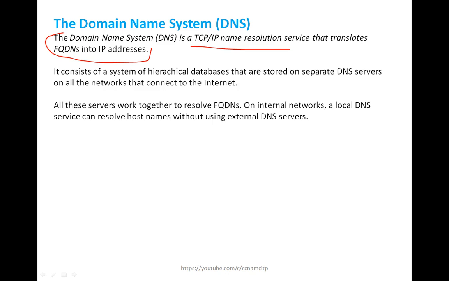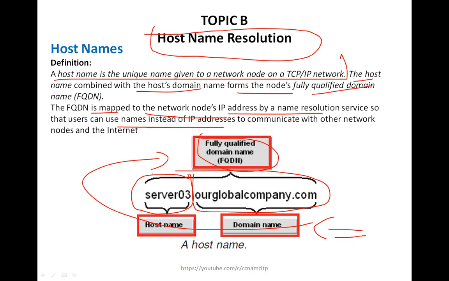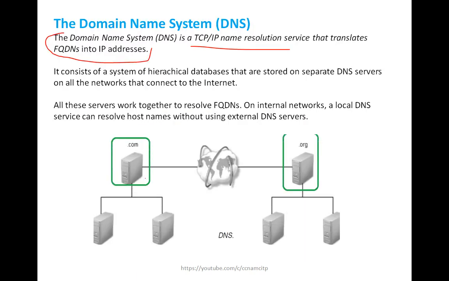But it is easy for machines to remember both names as well as IP addresses. So this is what the DNS service does, it provides the name resolution. For example, if I put google.com, then it will go to that Google server, but it will be going through IP addresses and all. So it is a very huge concept.